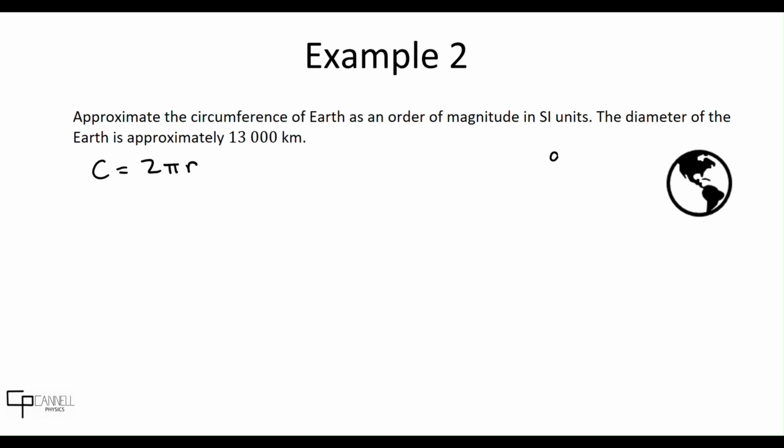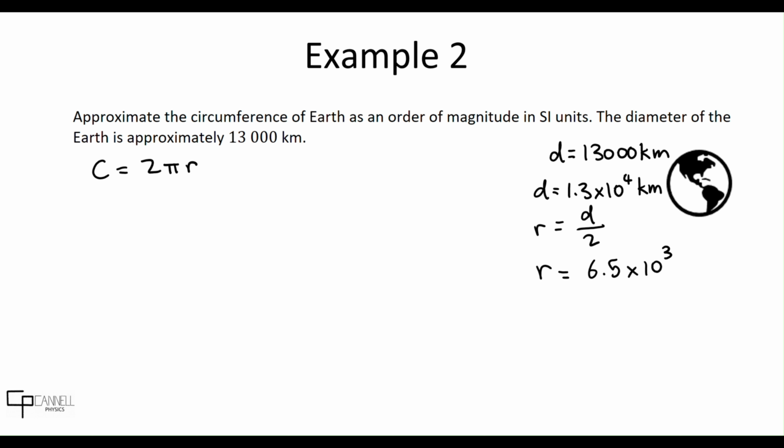So let's just do a little side working here. Diameter equals 13,000 kilometers. In scientific notation, that's 1.3 times 10 to the 4 kilometers. Now the radius is half of this, 6.5 times 10 to the power of 3 kilometers. But since we're asked for SI units, we need to convert this to meters. And that's pretty simple. With scientific notation, we just have to add 3 to this power. So there we have it.